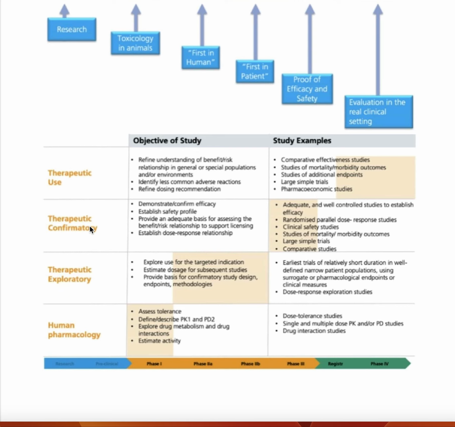And the study examples: comparative effectiveness, a study of mortality, morbidity outcome, studies of additional endpoints, large sample trials, pharmacoeconomic studies, and these things. So we discussed all the phases. Phase 1 is human pharmacology, phase 2 is therapeutic exploratory, phase 3 is therapeutic confirmatory, and phase 4 is therapeutic use.